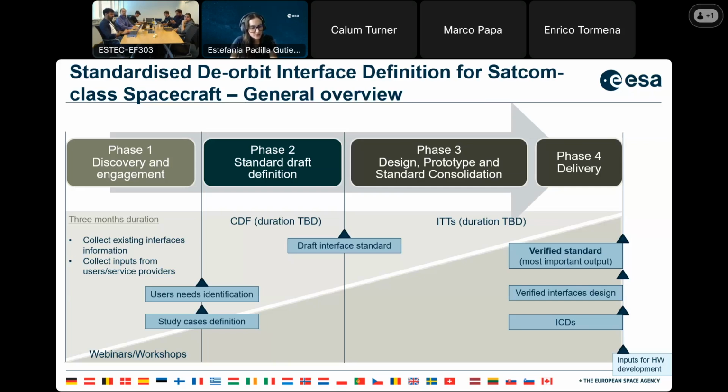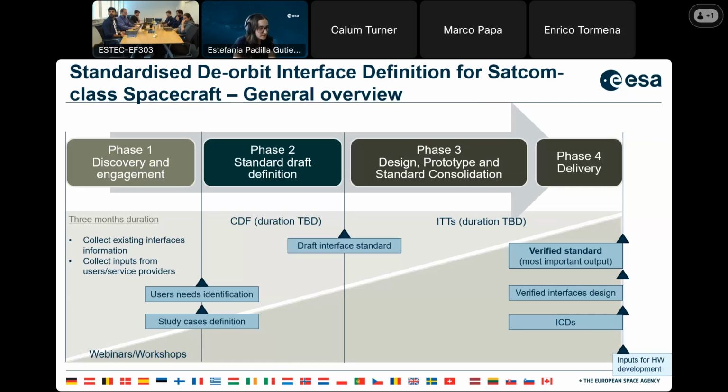So then these 2 parallel contracts will have the same input, this draft interface standard, and the output will be a verified standard. So this is the most important thing. Also, we are thinking about including that they need to develop different prototypes in line with the standard. So then they don't see each other, but at the end we can try to compare the different hardware that is coming out in line with the same standard. And of course, this will be inputs for hardware development in the future.